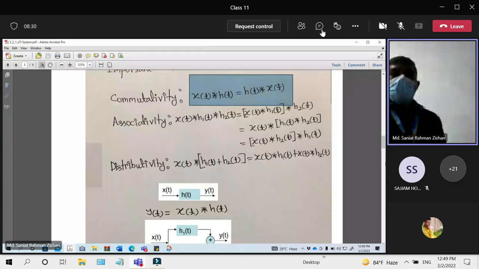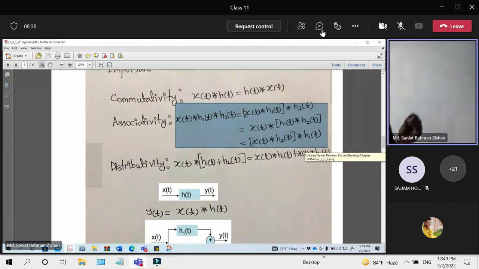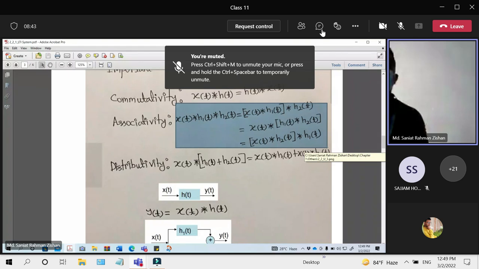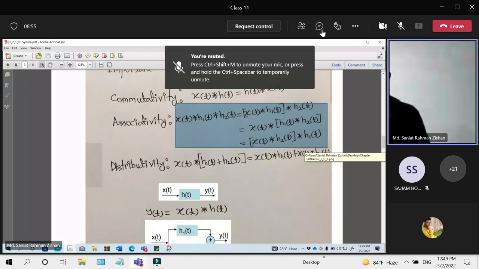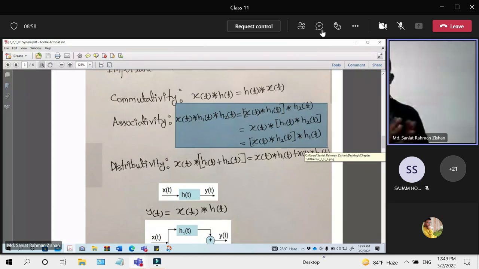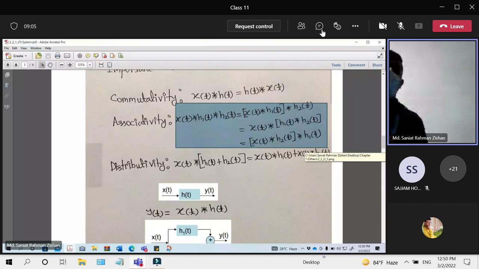The second one is called the associativity property. What is the associativity property? It's about performing convolution among three signals. Let's say we need to perform convolution among three signals. How do we do that? Very simple. At first, perform convolution between any two, and then the resultant signal will be convolved with the other signal. That's it.